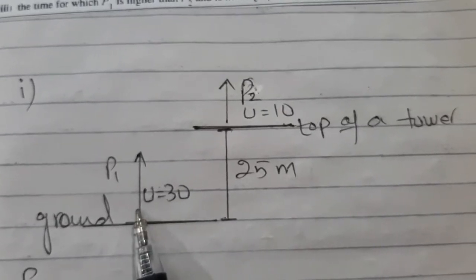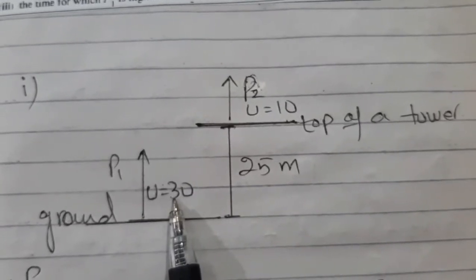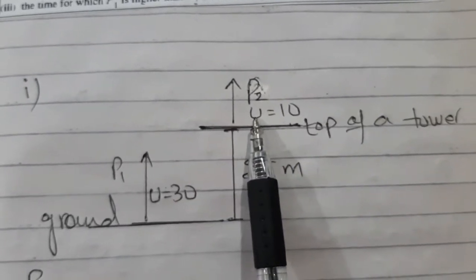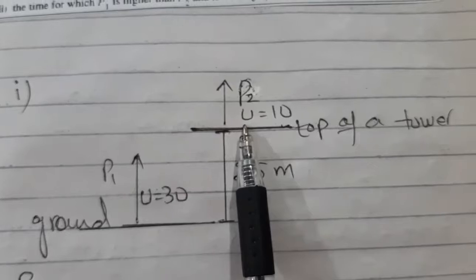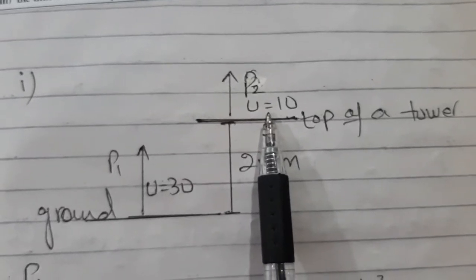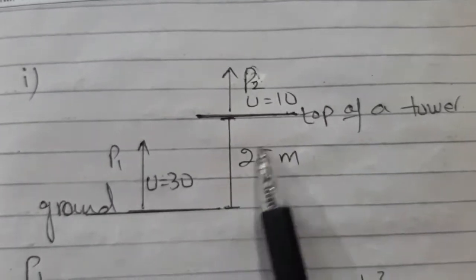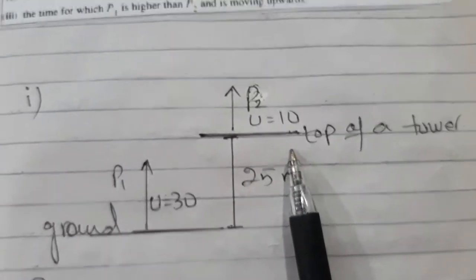So particle P1 was thrown upward with a velocity of 30 meters per second, and particle 2 was thrown upward from the top of the tower with a speed of 10 meters per second. Now let's see what the questions are. So this is the whole situation described in the question.